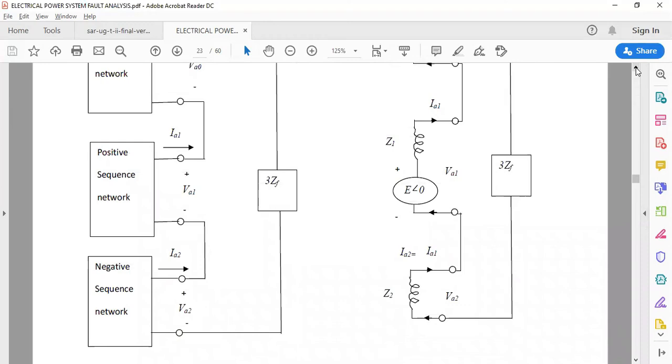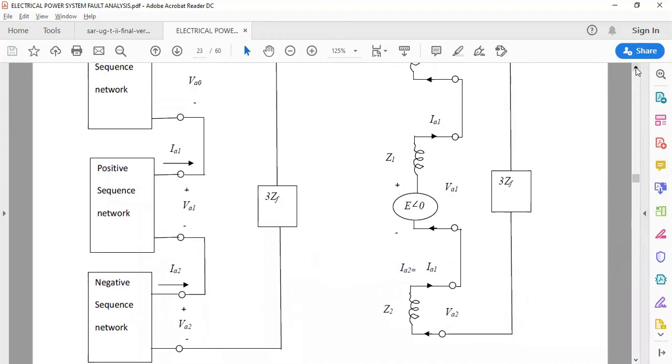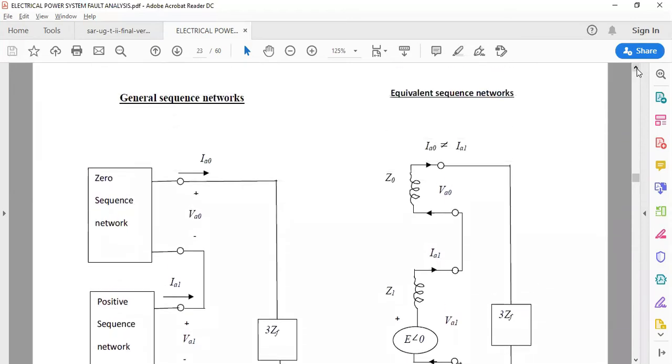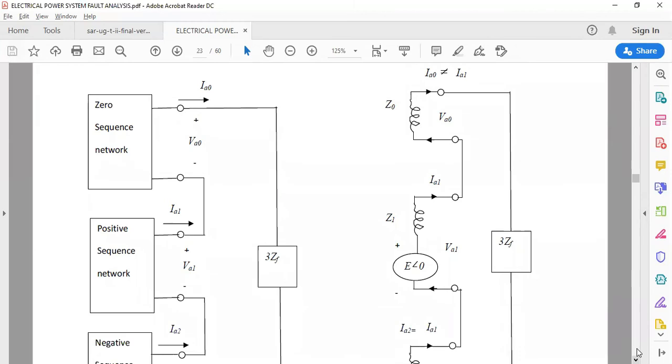As IB and IC are 0, the sequence components of those phases become 0. And for the fault analysis, we always take phase A as the reference phase. For single line to ground fault, this is the interconnection of the sequence networks. Here, in this case, all the sequence components of currents are equal. Therefore, they are connected in series.